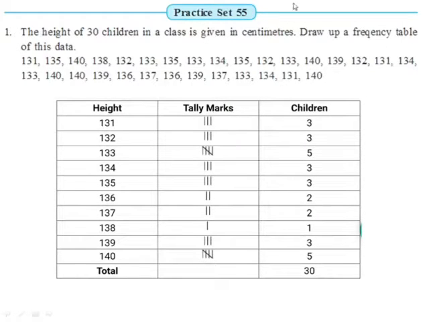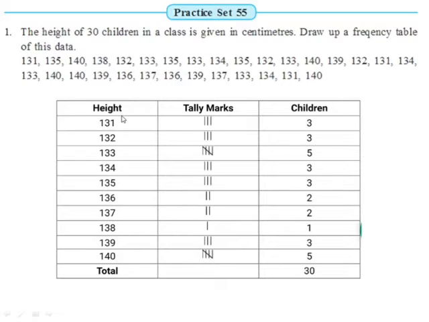Now practice set 55. The height of 30 children in a class is given in centimeters. Draw up a frequency table of this data. Now here the height of 30 children is given in centimeters. You have to draw the frequency table for this data. So here we will make three columns.